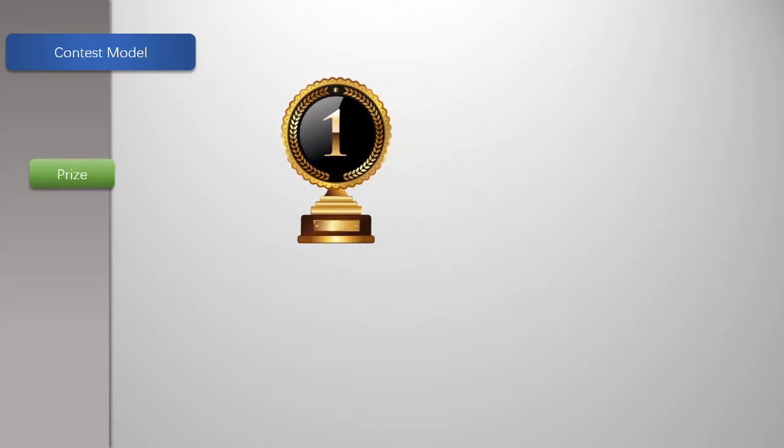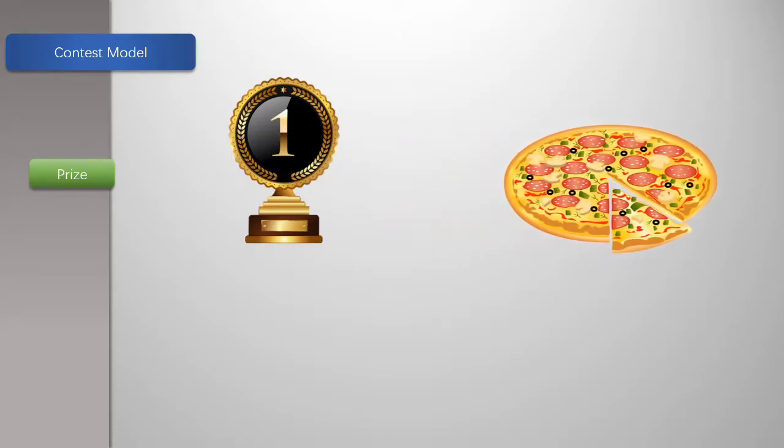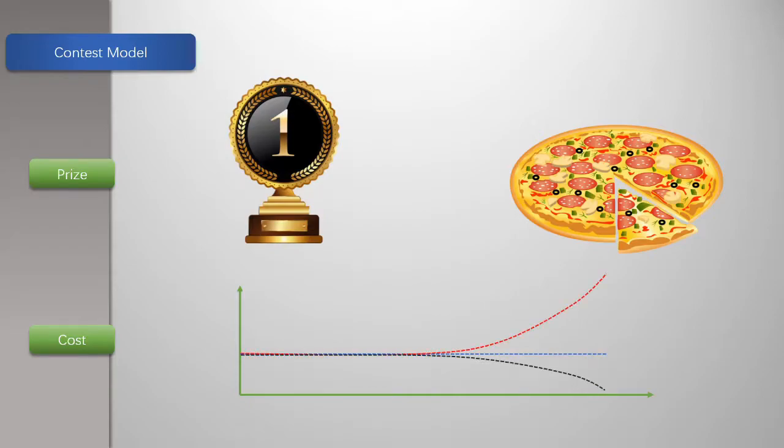Prize. The prize allocation mechanism varies between games. Some prize items are indivisible. The competitors need to share them, while others can be divided in proportion to the effort. Cost. The production cost per unit effort can be constant, decreasing, or increasing.